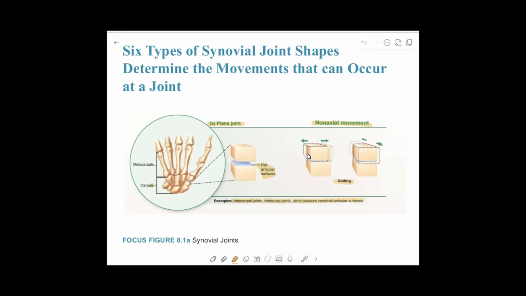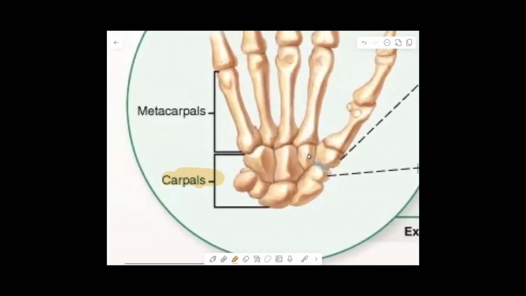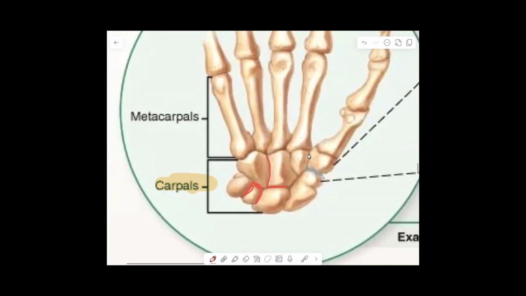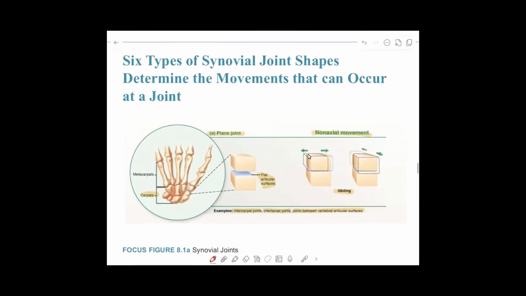So we would see them between these carpals. If we were to zoom in and you looked really closely at the carpals, there's very, very little movement or little space between the carpals. So when they move slightly, it doesn't even allow for movement in one plane. So that's why it's non-axial.